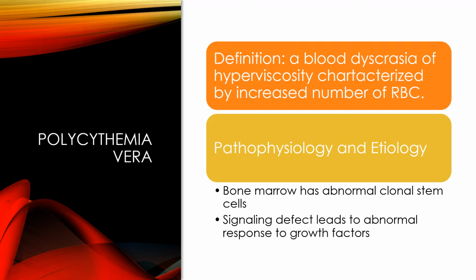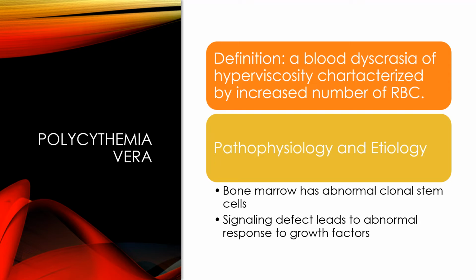So let's talk about the ocular manifestations of polycythemia vera, which is a blood dyscrasia of hyperviscosity characterized by an increased number of red blood cells. Typically seen in adults over the age of 60, and sometimes, but rarely, in adults under 20. Usually affects men more than women, and in most cases it can be genetically based.